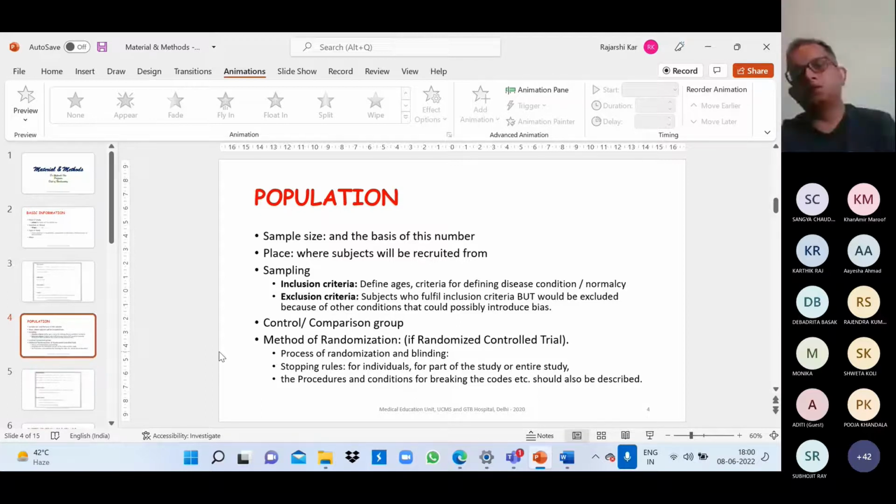So if you are doing randomization, you have to mention it. And if you are not doing randomization, it is not proper to say that it is a randomized control trial, because that may affect the entire perspective of the study. So if you are not doing randomization, you have to clearly mention that we are not doing the randomization.